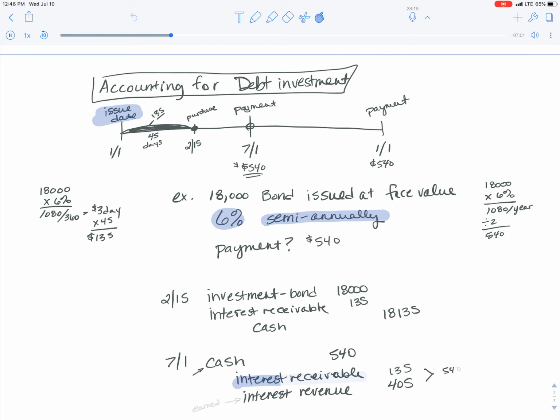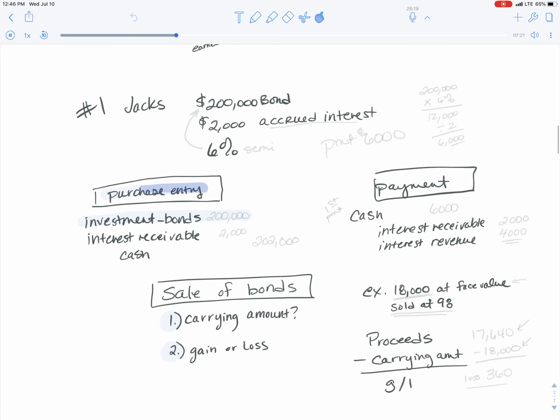So together that's $540. This investment receivable really acted as a holding place for when we were going to receive the whole amount, but we didn't really earn it. So the only amount that ends up in revenue is the amount we earned, which is the time period that we actually owned the bond. Let's look at another example.